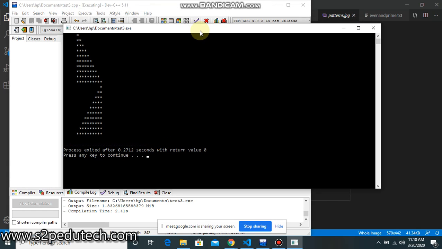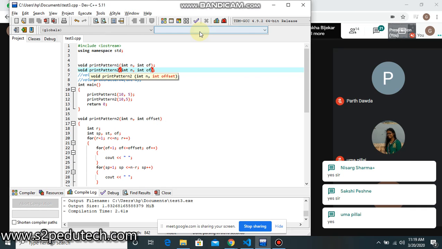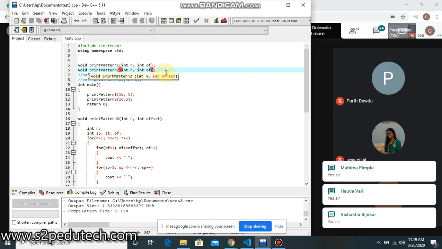So this printed the second pattern. I guess this is also fairly simple. Yes or no? Yes, good.